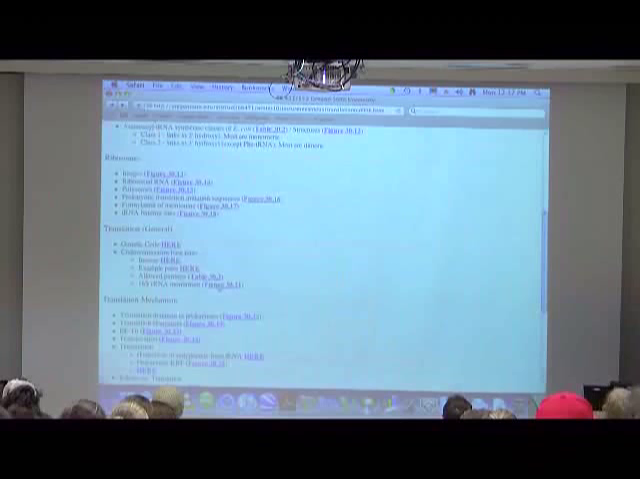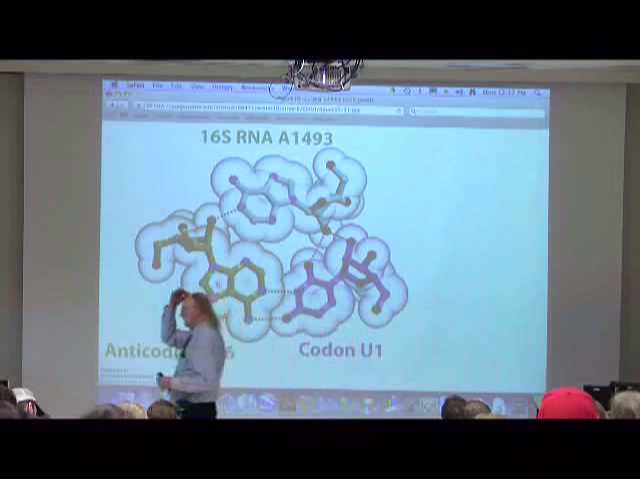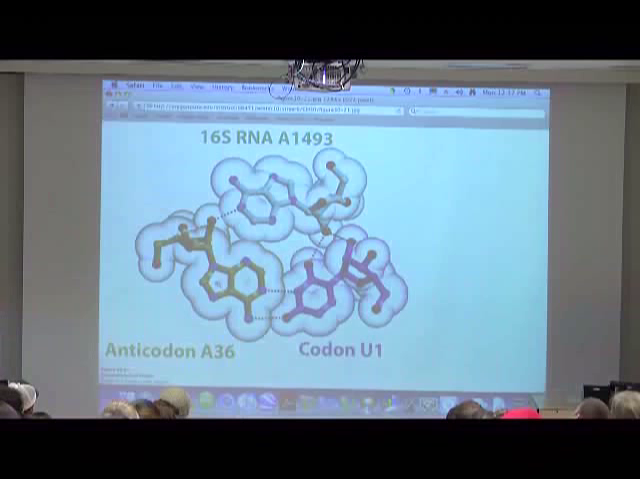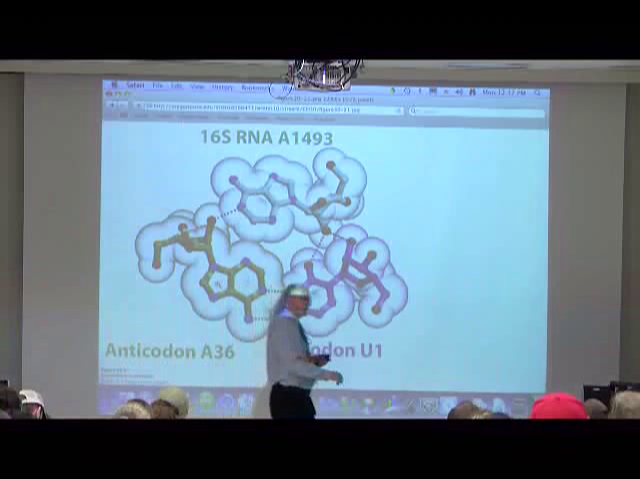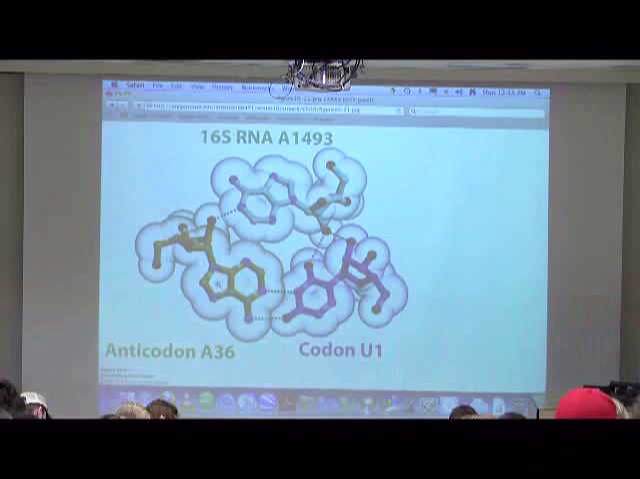Let's see. Another function, I've already given you one function for the 16S ribosomal RNA. One of the functions I gave you was it has a sequence complementary to the Shine-Dalgarno sequence in the messenger RNA so that it helps to align the messenger RNA for translation initiation. Another function that the 16S ribosomal RNA has is that it ensures that the right codon-anticodon pairing is occurring. It's another quality control to make sure that the right transfer RNA is in at the A site so that the ribosome can do its thing.